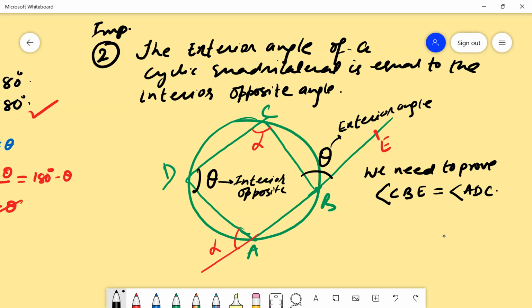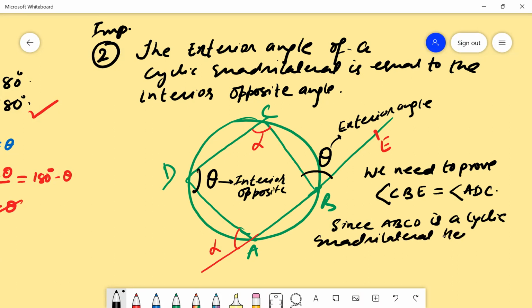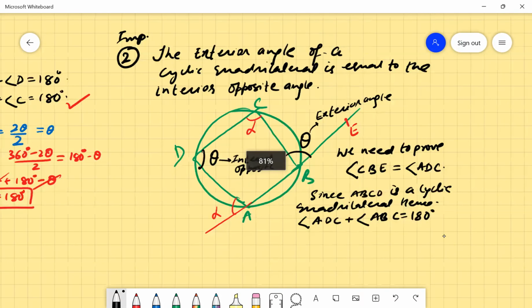Now we can see this is a cyclic quadrilateral. Hence, since ABCD is a cyclic quadrilateral, angle ADC plus angle ABC is equal to 180 degrees. Sum of opposite angles is 180 degrees.